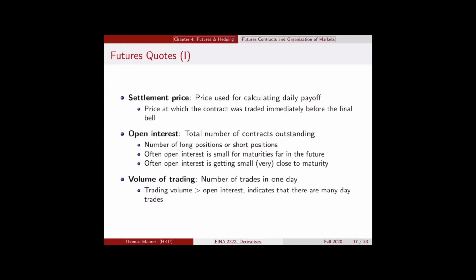Then we have open interest. Open interest tells you how many open long positions or how many open short positions we have in the market on any specific day. Notice that the number of long and the number of short positions always have to be the same because there always has to be an offsetting counterparty. Typically, we observe in markets that there's not a lot of open interest, so meaning there are not a lot of long or short positions open if the maturity is very far in the future. Typically, we see quite a lot of open interest if you have a few weeks to maybe a couple of months left to maturity.